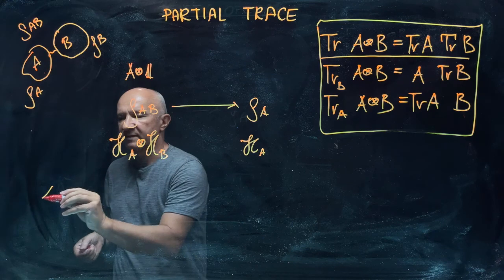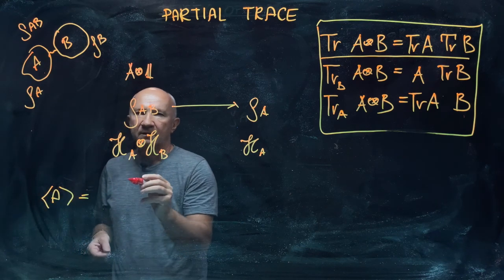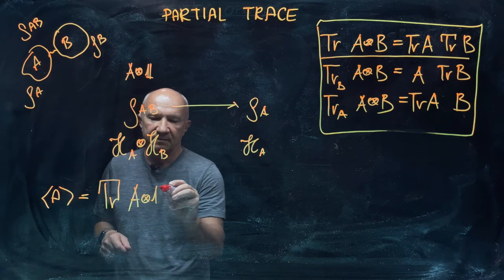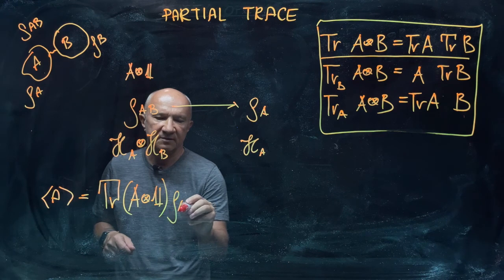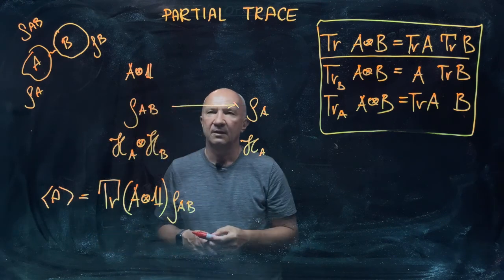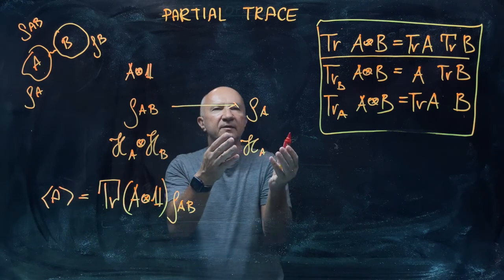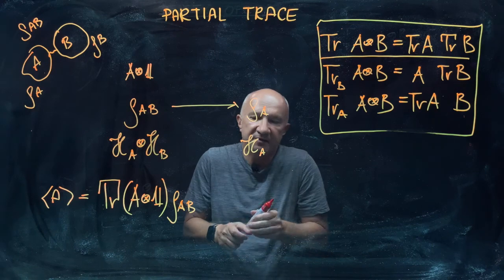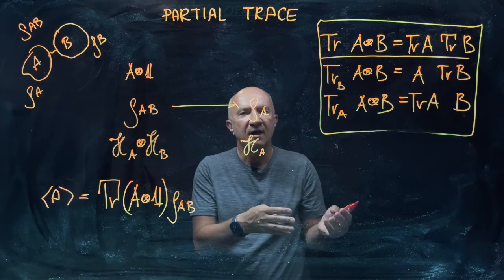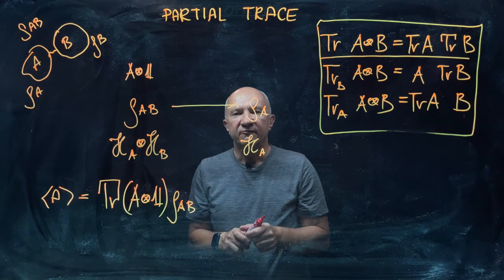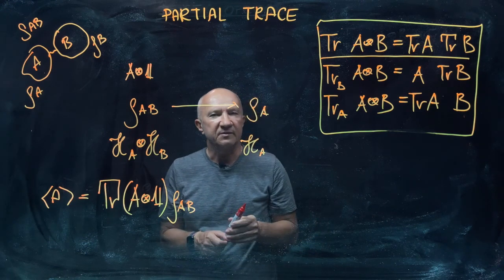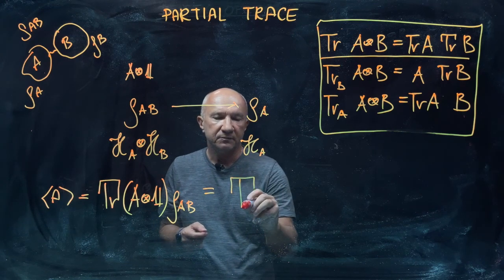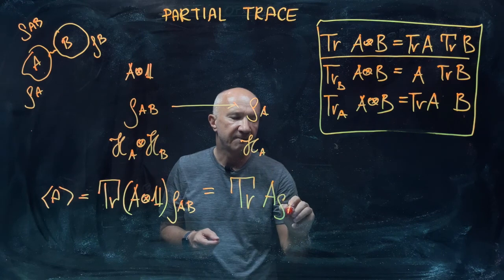And for example, the average value of A in this case is going to be the trace of this extended observable times rho AB. But at the same time, when we associate the density operator with the individual subsystems, then needless to say, we want this density operator to give us all the statistics that are required for any measurements whatsoever associated with subsystem A. So we want this to be equal to trace of A times rho A.